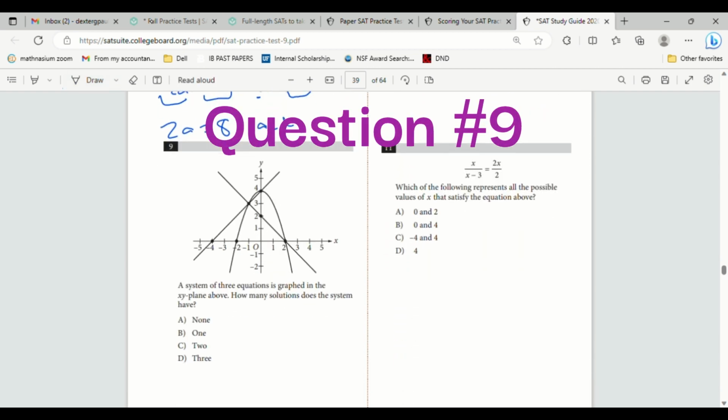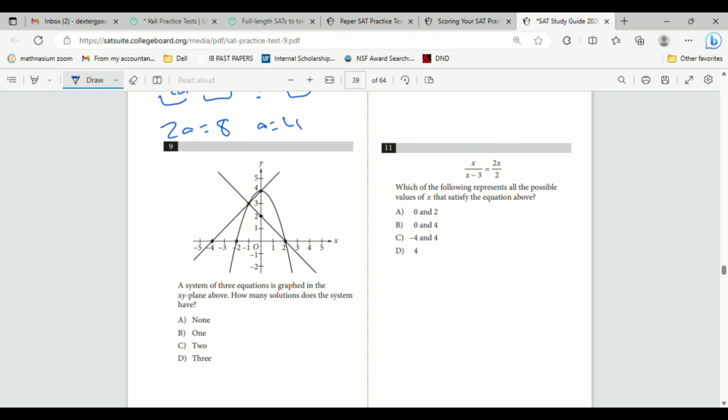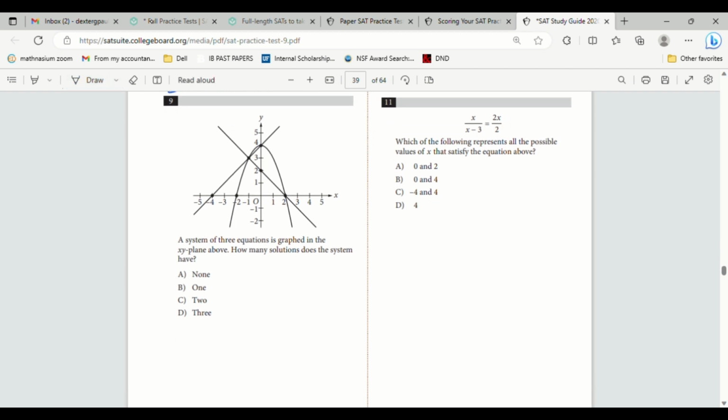Number 9, a system of 3 equations is graphed in the xy plane. How many solutions does the system have? So solutions in a system of equations means that all of the equations must be equal at that point, not just 2. For example, this point right here only intersects at 2 of the equations. But this point here is the only one where all 3 intersect. So there's one solution to this system.